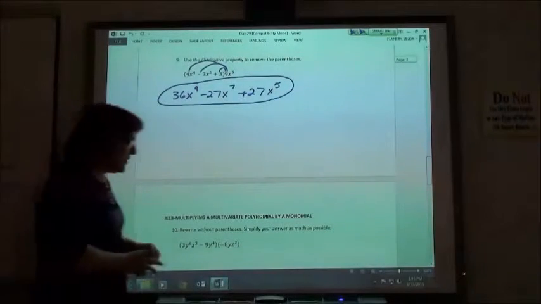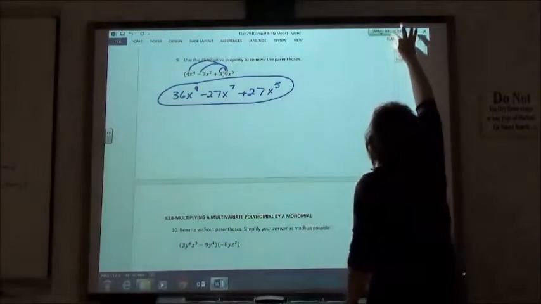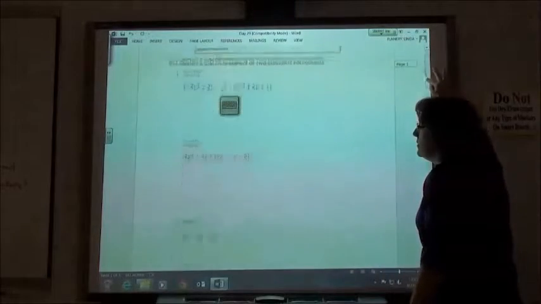Numbers 10, 11, 12, doing the same thing, but this time it's going to be multivariate, so you're going to have more than one variable.